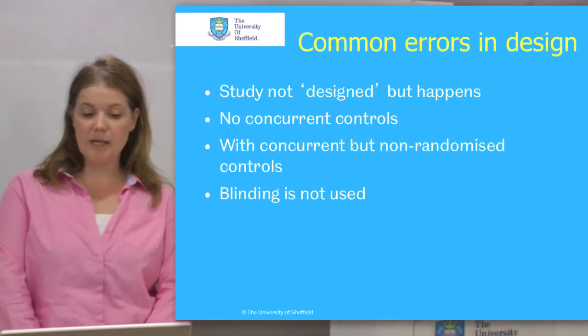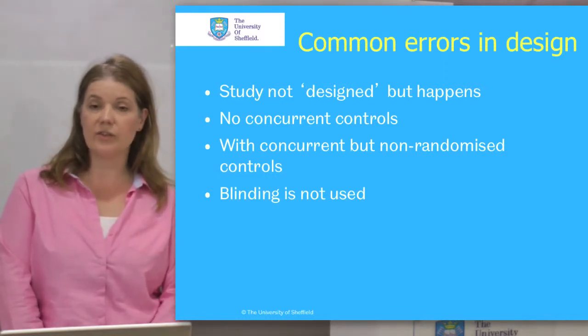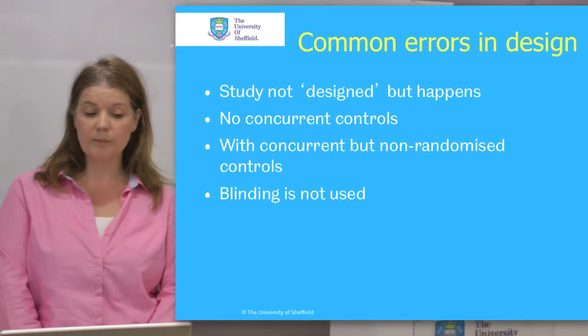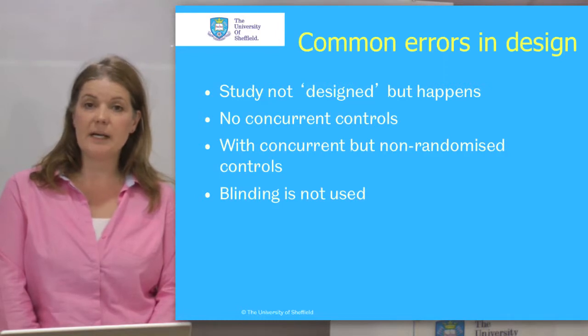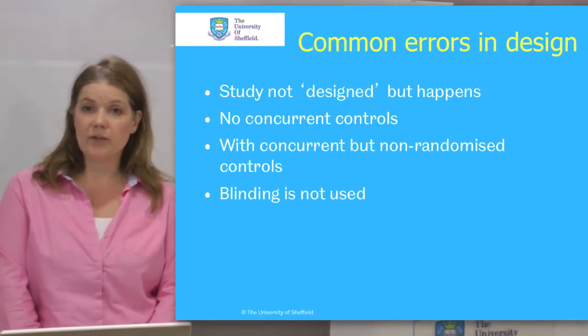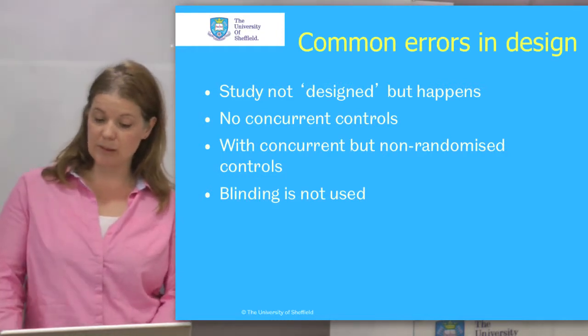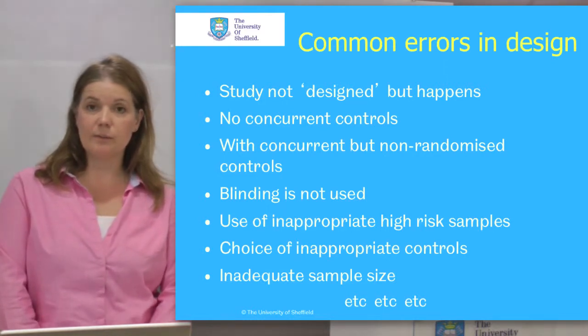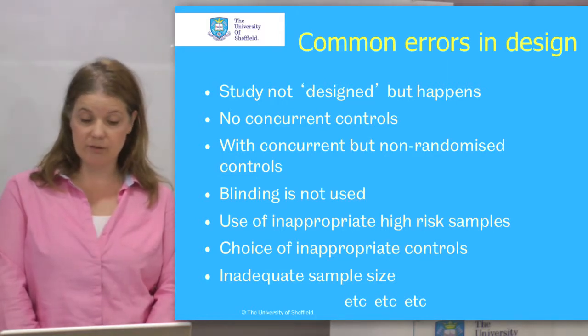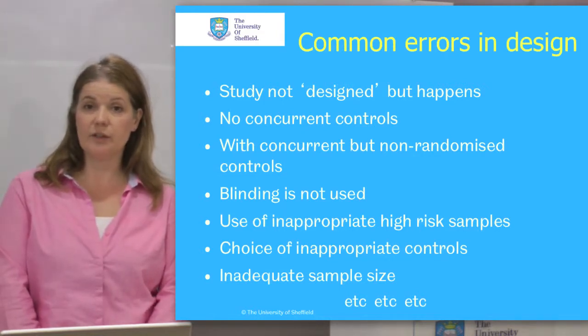Often we see that in case control or cross-sectional studies, for example, there are no concurrent controls, or if there are controls, they've not been randomized, which often leads to difficulty. It may be that the controls are not blinded, which means that the personnel involved in the study may introduce some kind of bias. It may be that the participants haven't been blinded appropriately. Sometimes we see an inappropriate use of high-risk samples, maybe as the controls, but maybe as a study group, which means that you may be more likely to get a significant effect. Choice of inappropriate controls may be high risk, or they may be a particular selection of individuals.